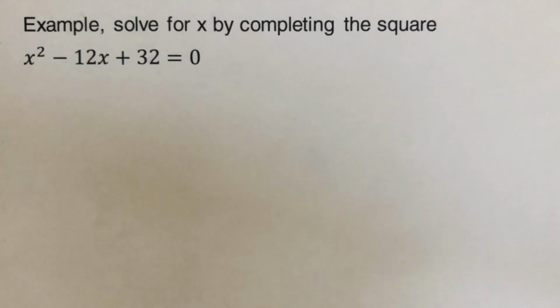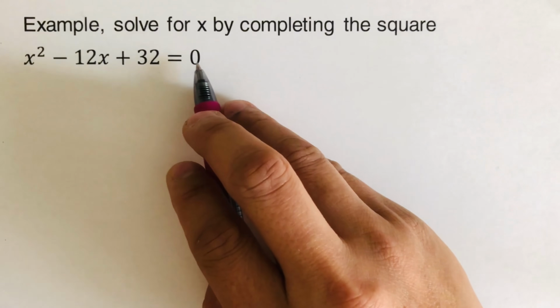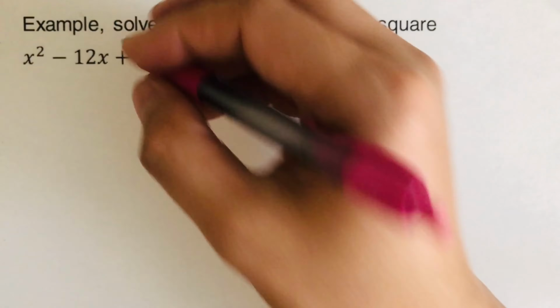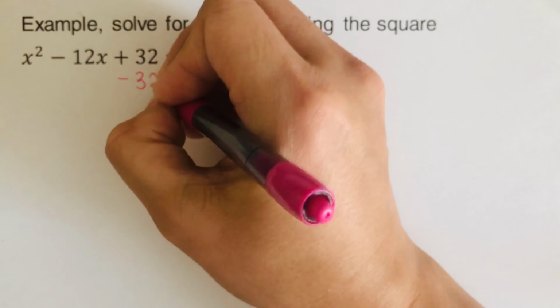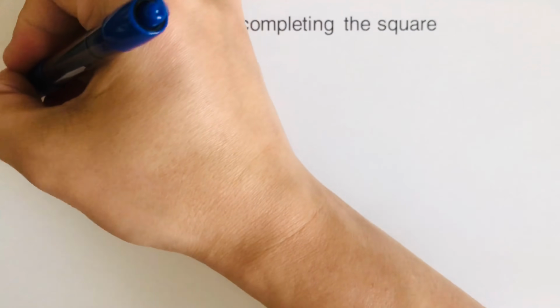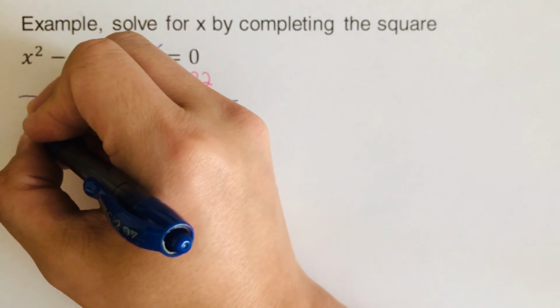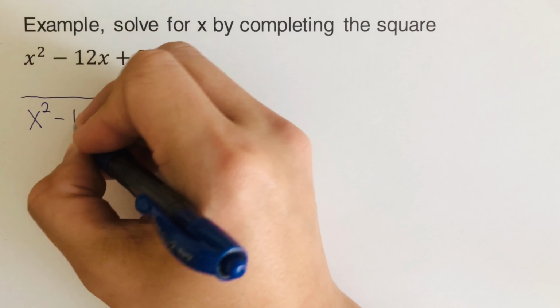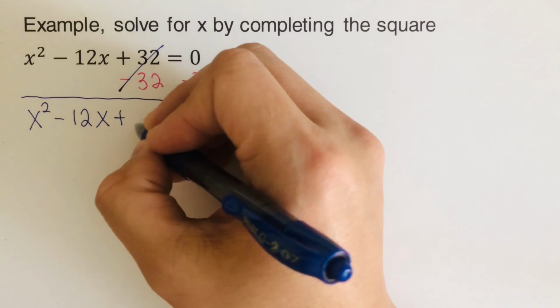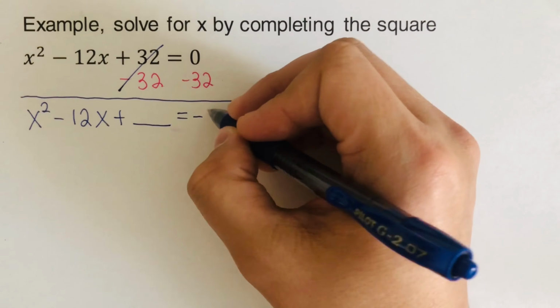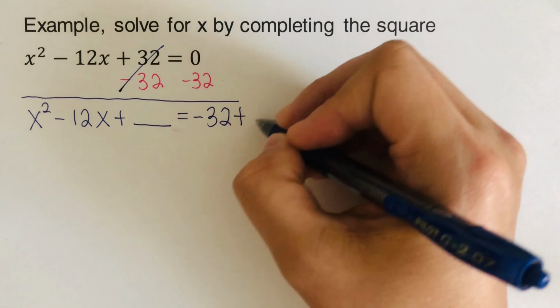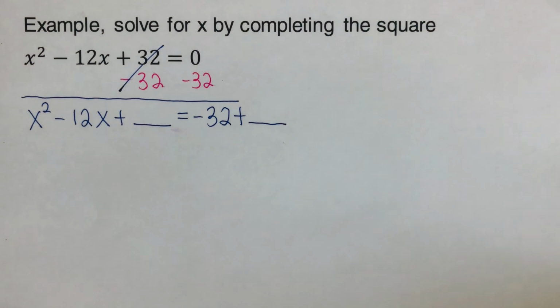So again, the constant has to be moved to the right side of the equation. So minus 32 and then minus 32. So then I go ahead and come up with a blank after I cross this out. So that would be x squared minus 12x plus blank equals negative 32 plus blank. So again, I put two blanks there. Now, what do I put inside the blank?